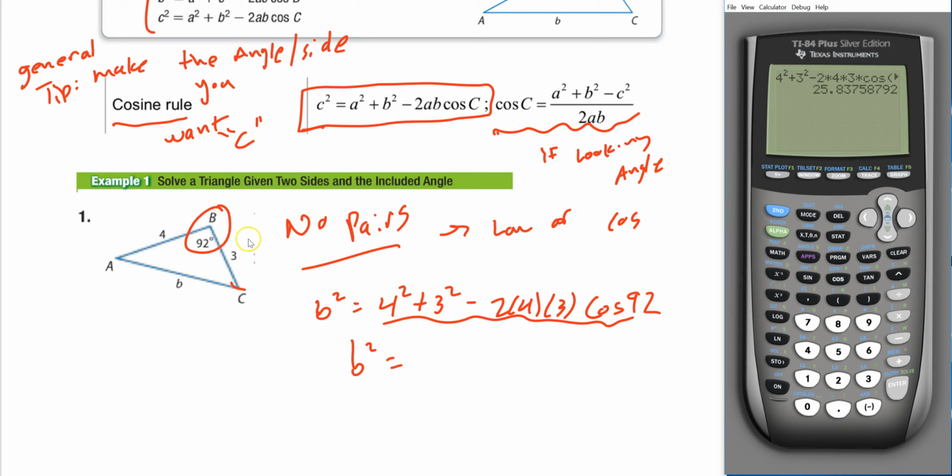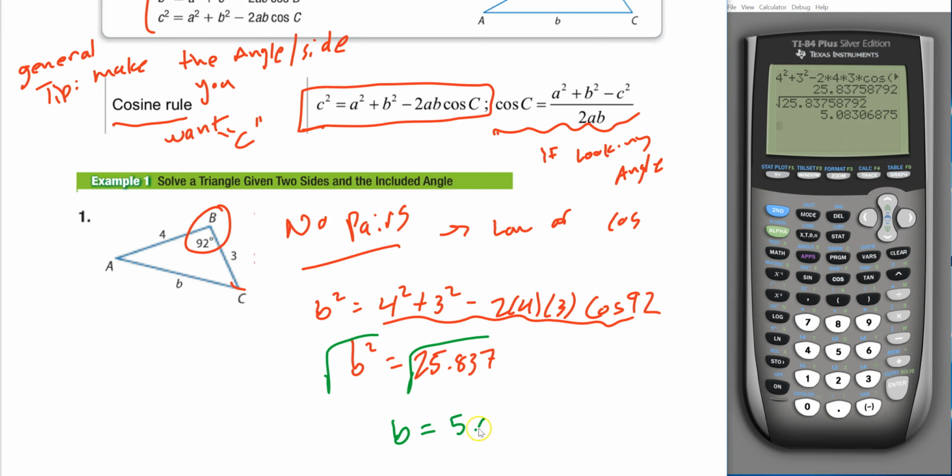I get 25.87837. Don't forget that it's b squared right there, so you gotta square root that to get the b by itself. And b equals a little bit more than 5 most likely, so let's do square root of the answer. I get 5.08. I'm gonna look to the nearest hundredth. So that's what b is.